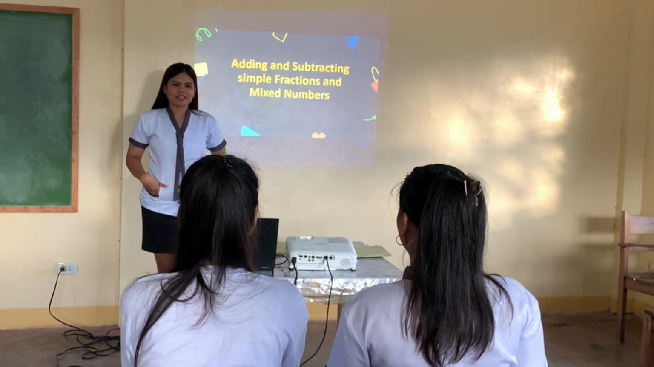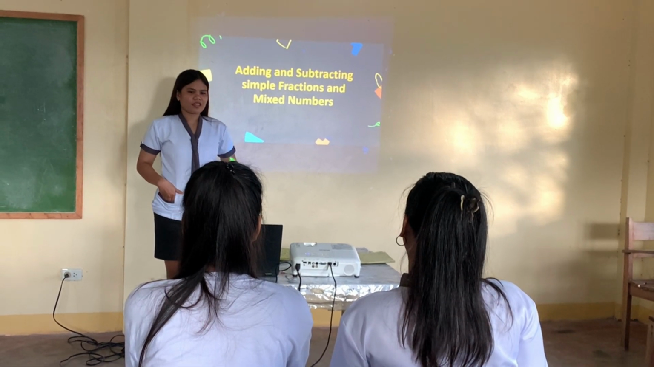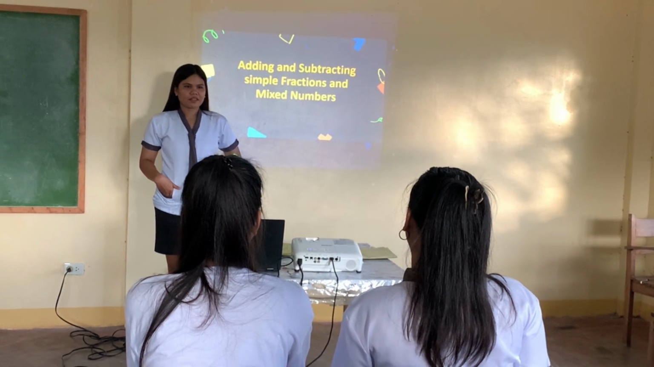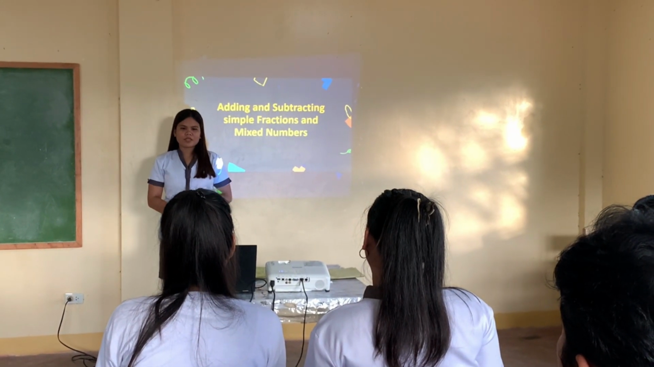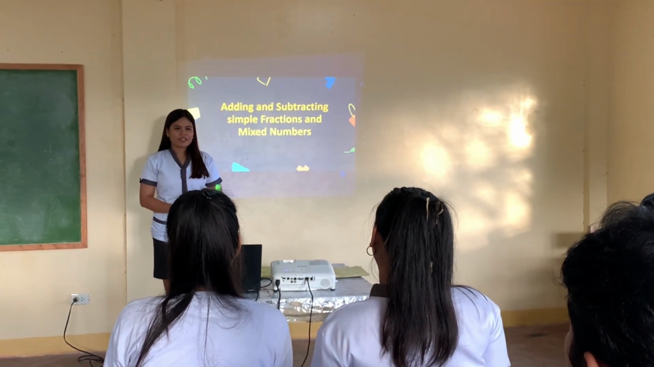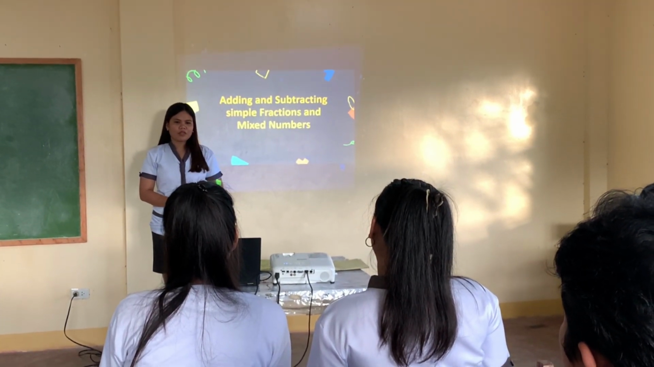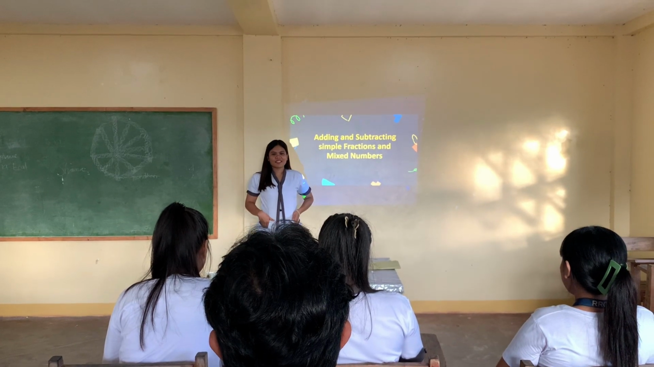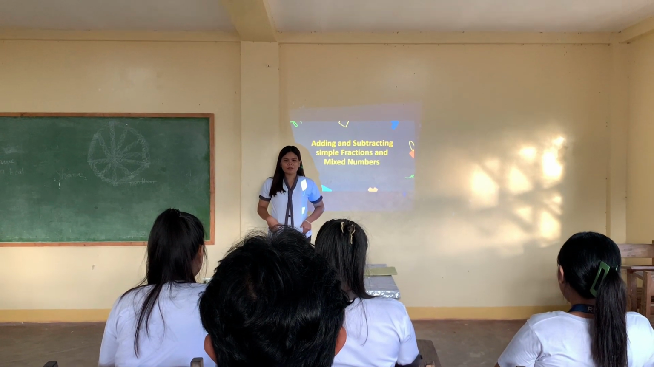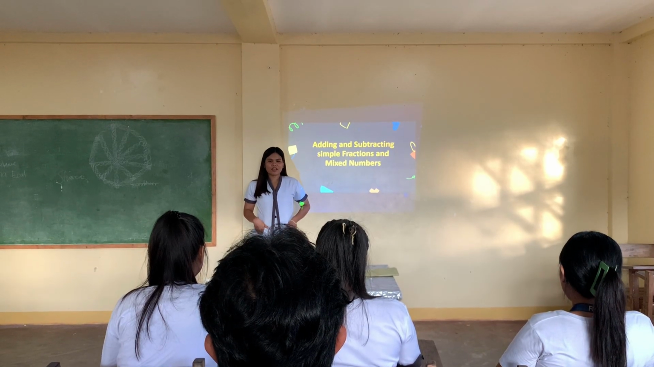The top number tells how many parts are shaded. What do we call that number? Numerator. The bottom number shows how many parts the whole is divided into. What do we call that? Miss Bell? Denominator. Excellent. Now that we remember what fractions are, let's learn how to add and subtract them.